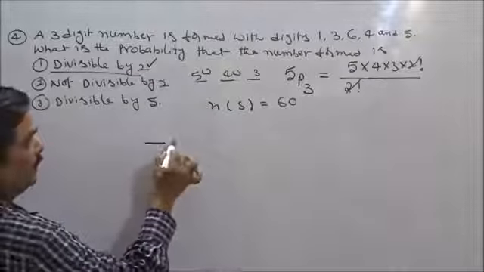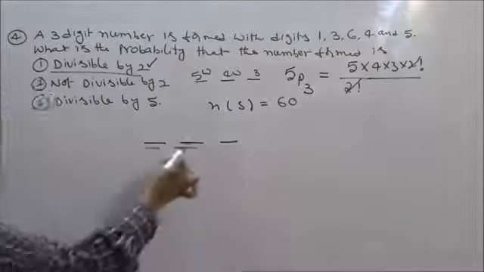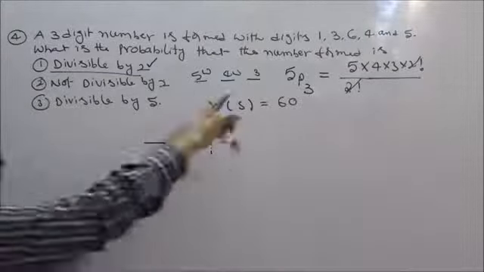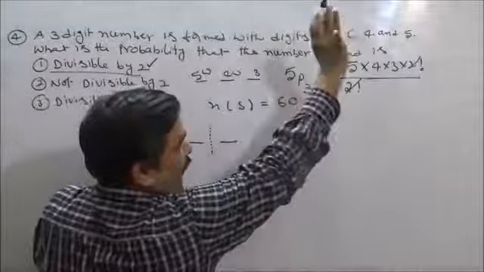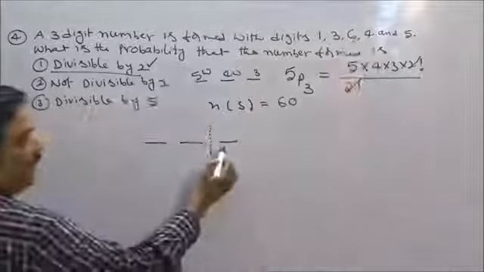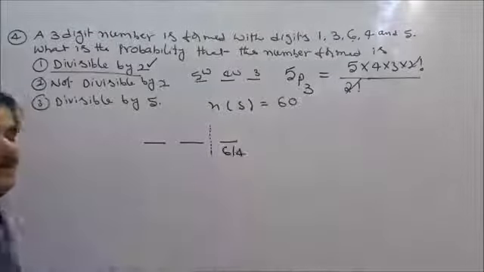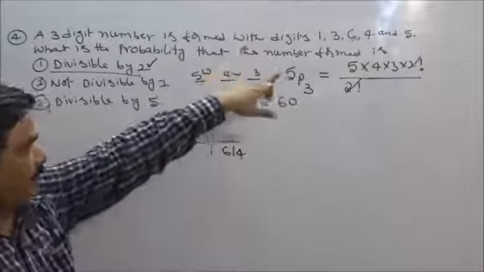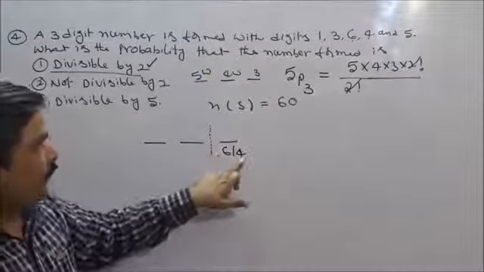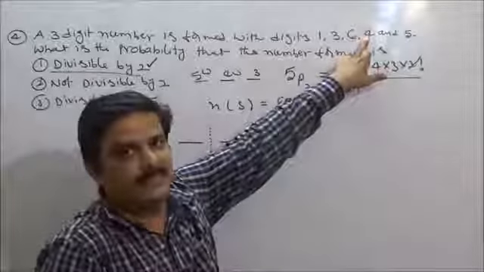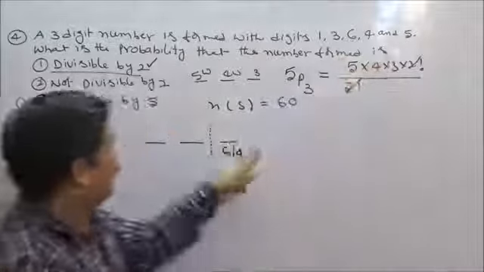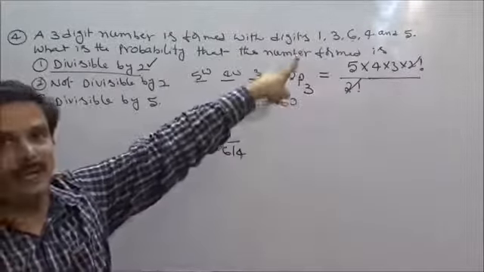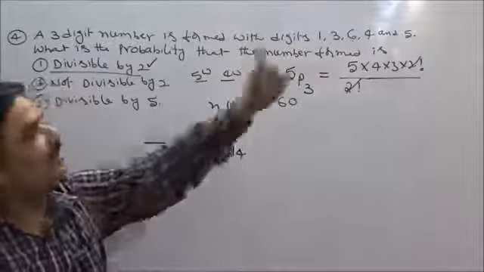Condition is there. 1, 2, 3. Divisible by 2 means the units place cannot take 1 or 3; it can be 6 or 4. A 3-digit, 4-digit or 5-digit number ending with 6 or 4 from these digits, right? Because only 5 digits are there. By mistake I have given you 6 also, 5 digits.